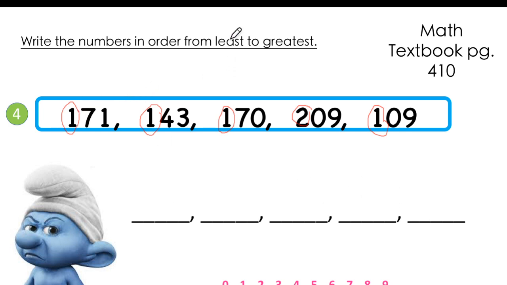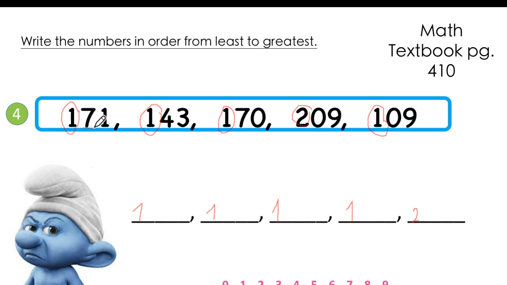Which one is smaller, number 1 or 2? Of course, 1. So we will write number 1 four times: 1, 1, 1, and 1. The last one will be number 2 because that's the greatest number. It's greater than number 1.